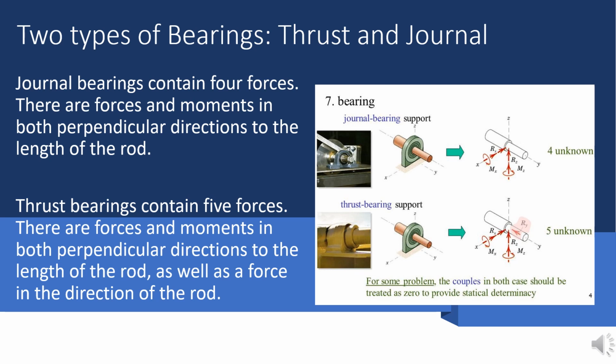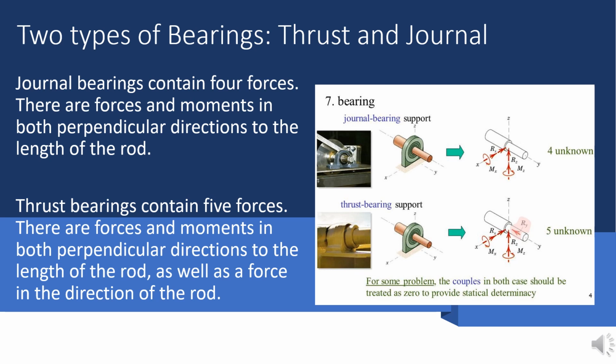For the two types of bearings, there is a little bit of difference in the forces that act on them. Journal bearings have two forces acting basically perpendicular to the axis of the rod, and they also have two moments in those directions as well. There's no force and no moment along the actual axis of the rod. So in the picture, you can see in the y direction there's no force or moment.